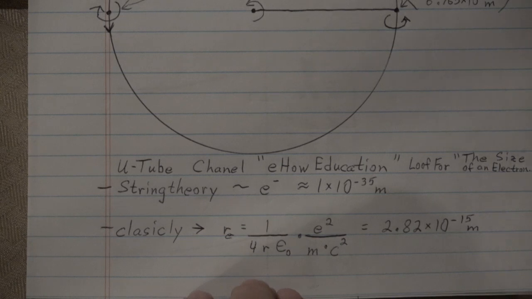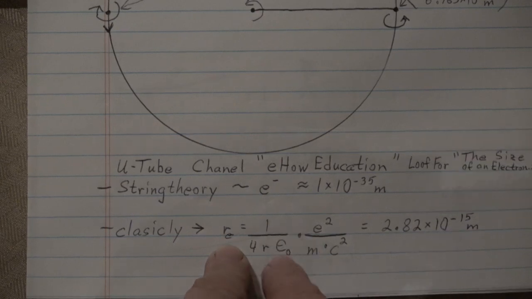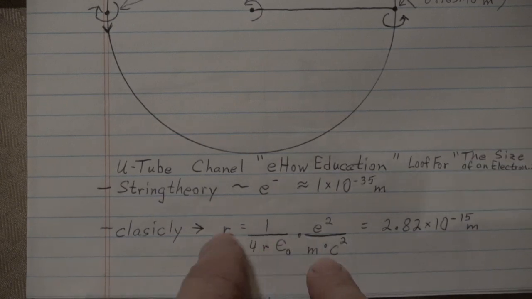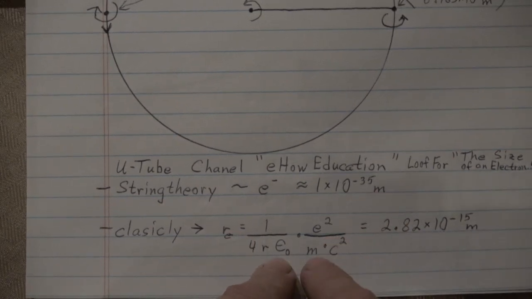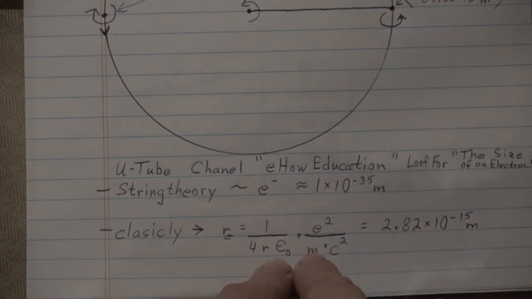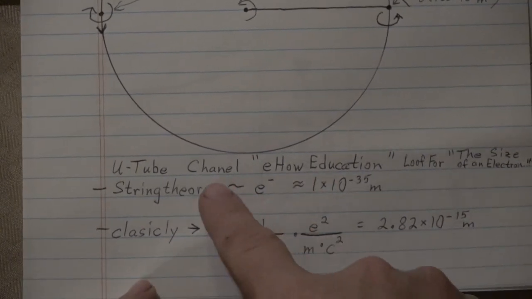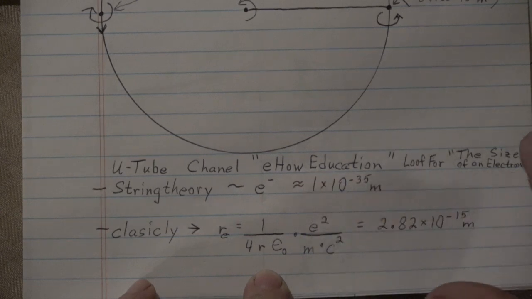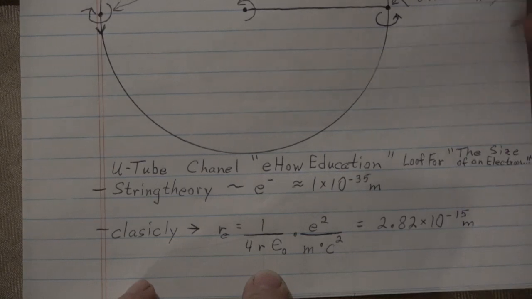He also did the classical. He wrote it up classical, where the radius comes down to a constant divided by epsilon naught. And he did all that out. So if you want to see how either of these were done, well, this one he did, that one he didn't, he just wrote it down. If you want to see how this one is done, this is a really good channel. And like I say, just type in the size of an electron and it should come right up for you.